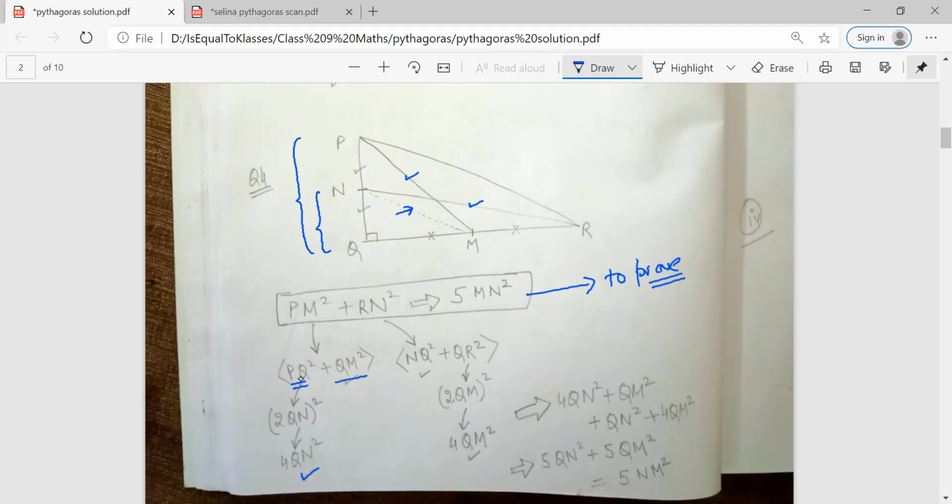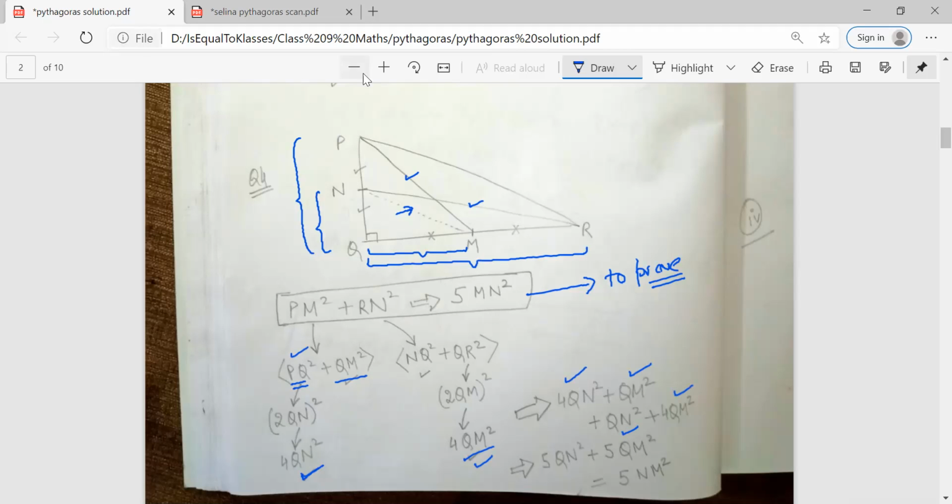Similarly, I consider this second term, RN square. RN square is this straight line. RN square can be written as NQ square plus QR square, and this time I'll reduce QR square, whole of QR square, as twice of QM square. This is the QM square, and this will be equal to 4QM square. And in the next line, PQ square is equal to 4QM square. QM square is as it is, NQ square is as it is, and QR square is 4 times QM square.